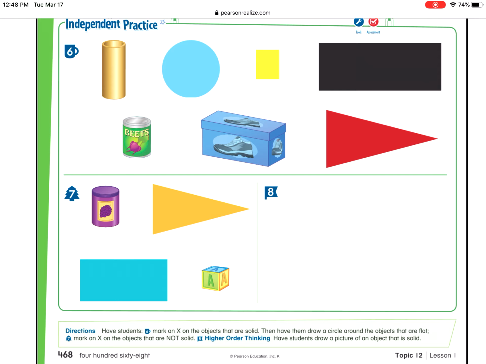Number 7, mark an X on the objects that are not solid. And then for number 8, you're gonna draw a picture of an object that is solid. So look around your house, find things that are 3-dimensional shapes that are solid. Like if you have a can of soup, that's a solid shape, that is a cylinder. If you have a tissue box at home, that is a rectangle prism, so that's also a solid. An orange is a solid because it's thick. Anything that you see at home that are solid shapes. If you have someone at home that can help you with that, then they can help you.